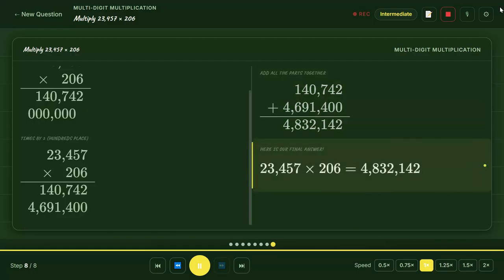We did it. 23,457 times 206 equals 4,832,142. That's a really big number, and you worked through every step like a superstar. Remember, big problems are just lots of little problems put together.